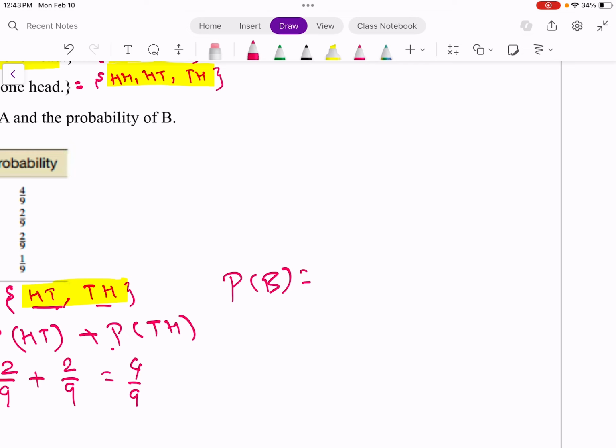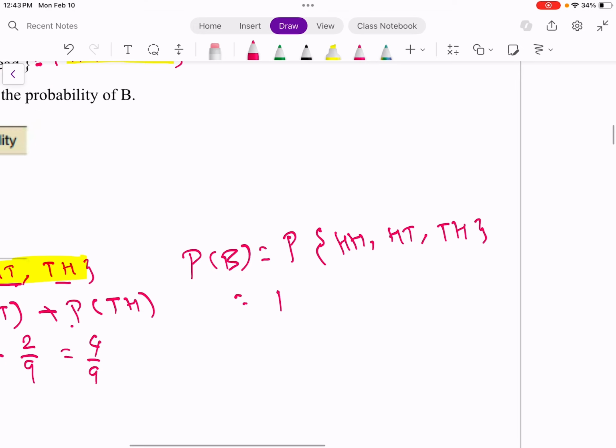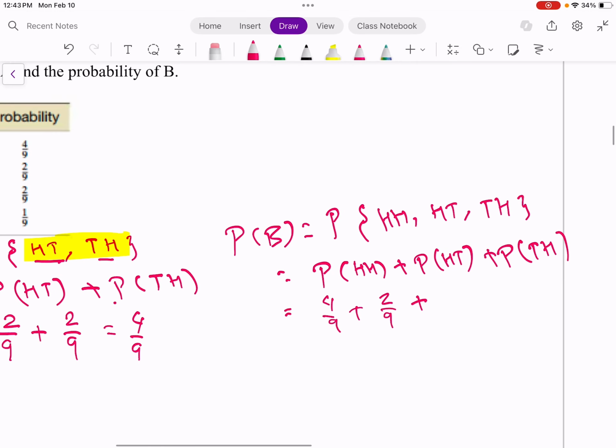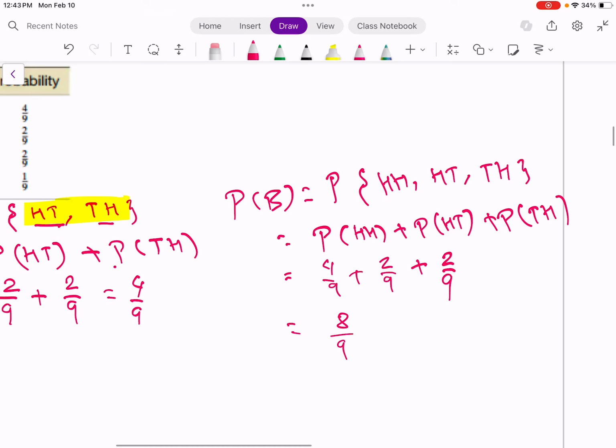It's the same as the probability of getting head, head; head, tail; tail, head, okay? And this is the sum of the probability of head, head plus the probability of head, tail plus the probability of tail, head. And from the table, the probability of head, head is 4/9, and this is 2/9. The probability of getting tail, head is 2/9, and this is 8/9.